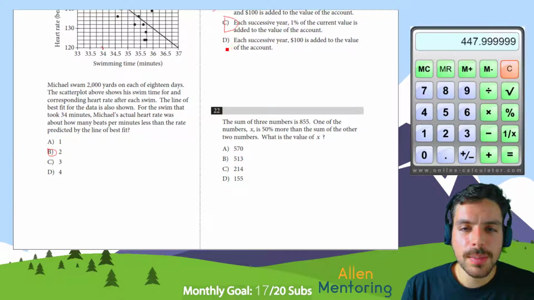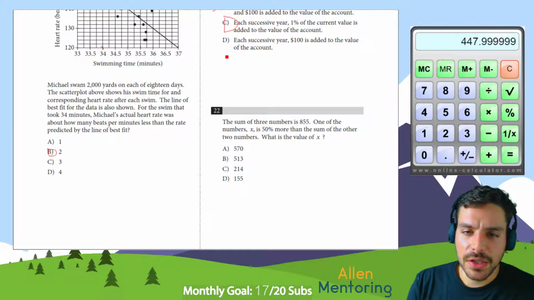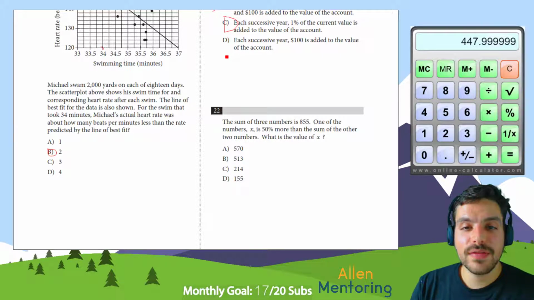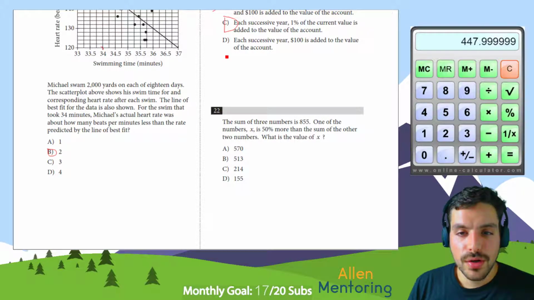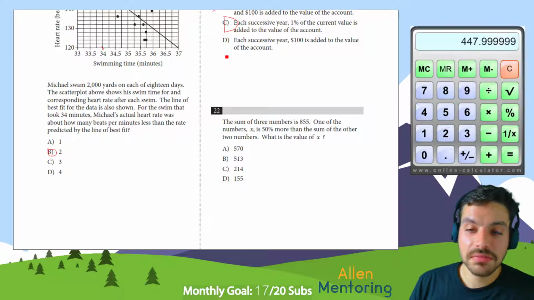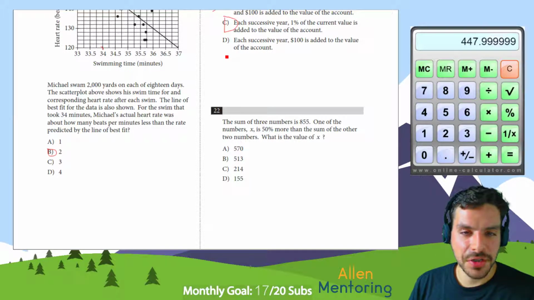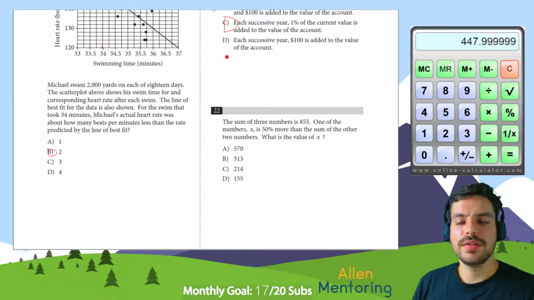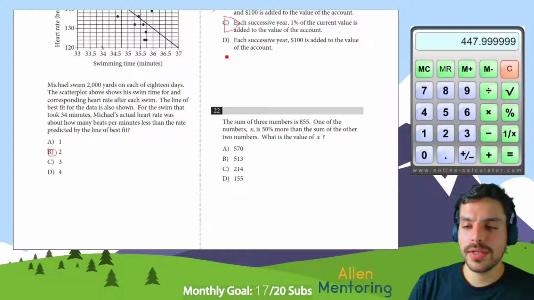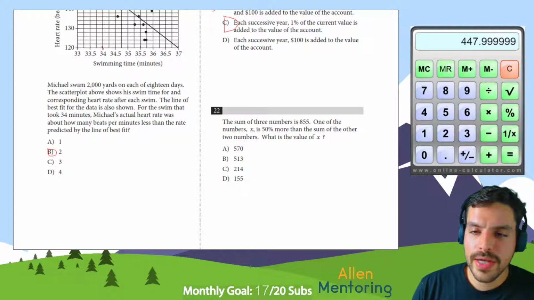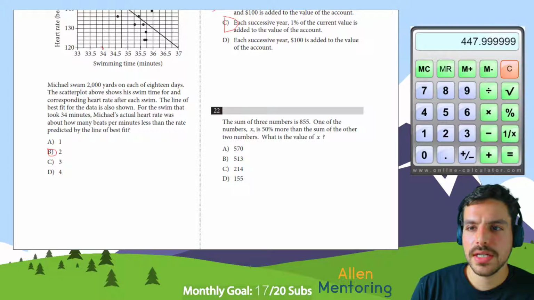Okay, the sum of 3 numbers is 855. One of the numbers, x, is 50% more than the sum of the other two numbers. What is the value of x? This is an interesting problem. I would say maybe the first quote-unquote tricky one that we've gotten all day. All right, so let us handle this.